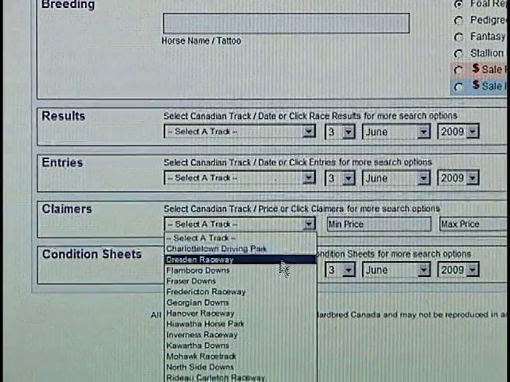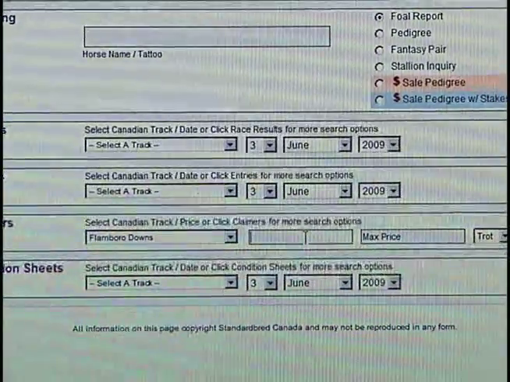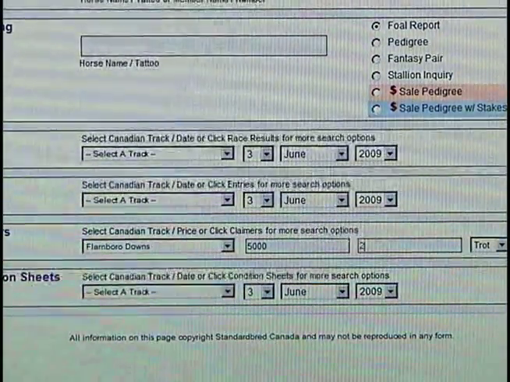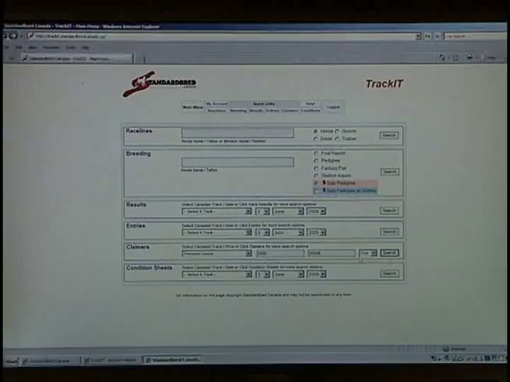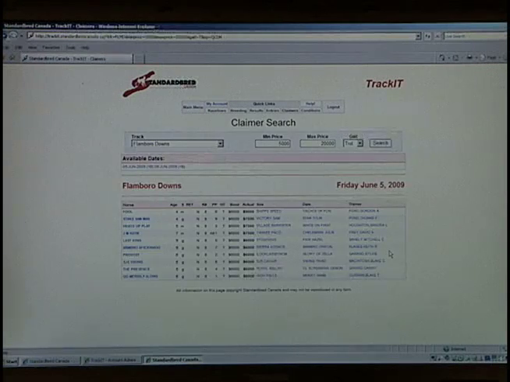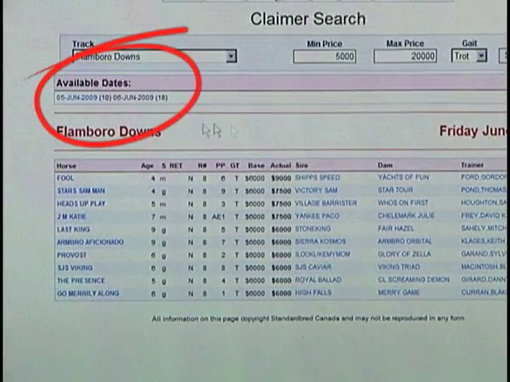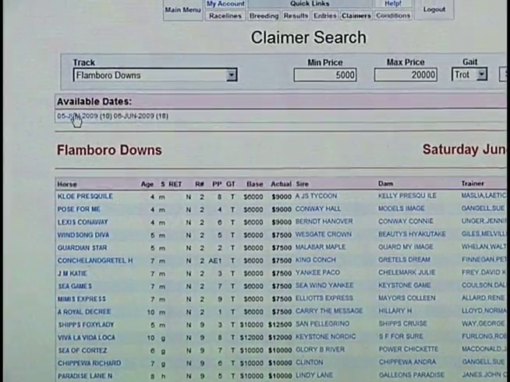What's that entail? If you're looking to claim a horse in a certain price range at a certain track, you can add the track name and add your price range. So in this instance, we're searching Flamborough Downs, horses that are available to be claimed for a minimum of $5,000 to a high of $20,000. On the trot, right? Okay, there you go. So these are a listing of horses that are in to go in the database currently. 10 horses on Friday and 18 on Saturday, and it gives both dates. Okay, and again, everything is linkable there.